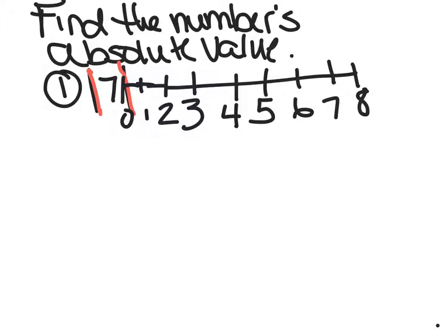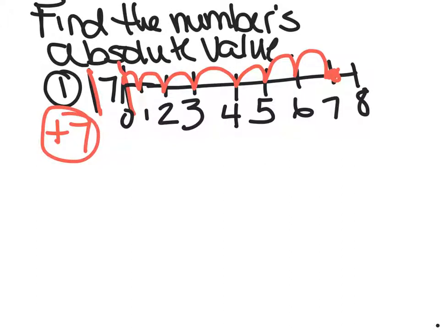Okay, so if I start at the number 7, I need to count how many steps I have to take to get from 0 to 7. So start at 0. 1, 2, 3, 4, 5, 6, 7. So is it going to be positive 7 or negative 7? That's right, it's going to be positive 7 because absolute value is always positive. Okay, so let's try another example.